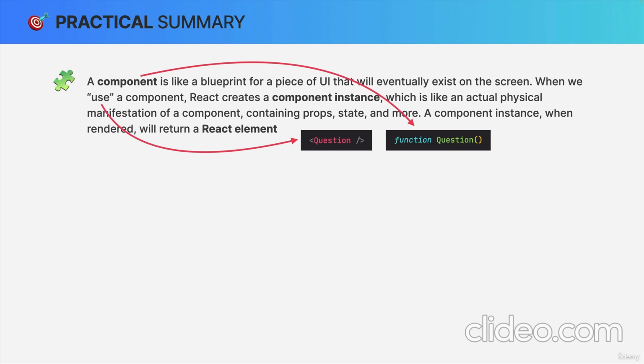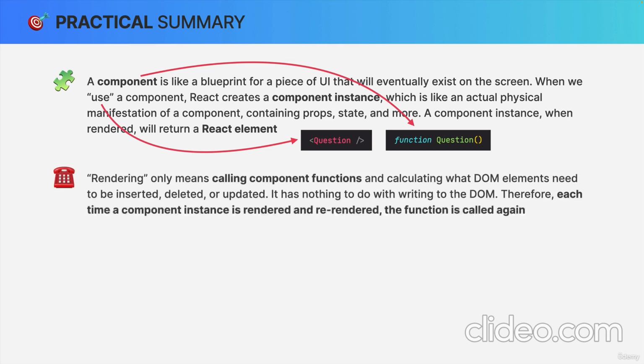Okay, so let's now move on to rendering. So in React, rendering only means calling component functions and calculating what DOM elements need to be inserted, deleted, or updated later. So rendering has nothing to do with actually writing, with actually updating the DOM. Writing to the DOM is actually called committing in the React language. So what I want you to remember here is that each time a component instance is rendered and re-rendered, the function is simply called again.